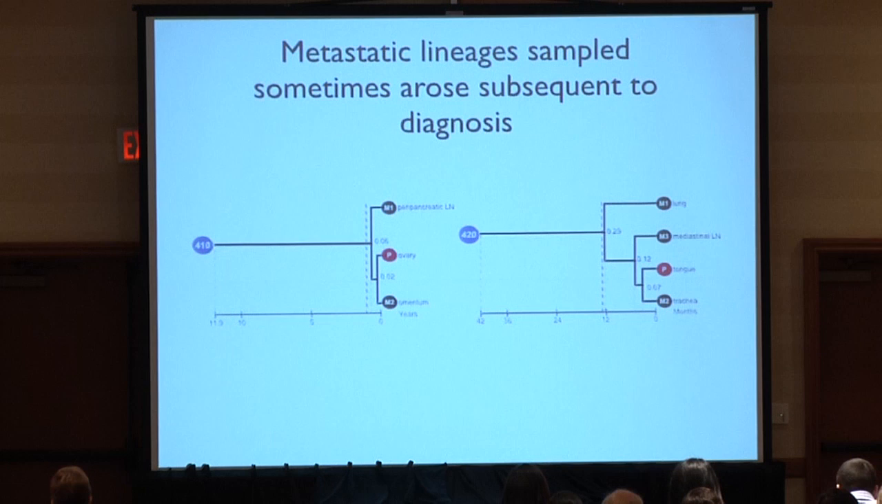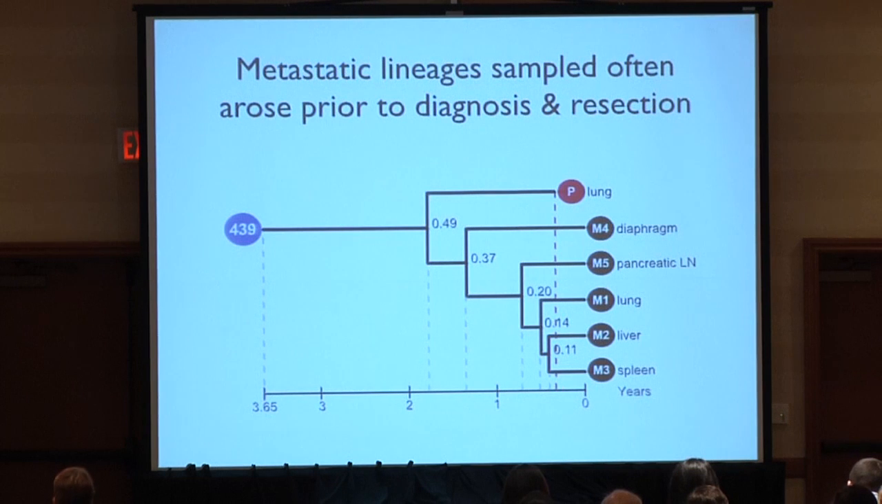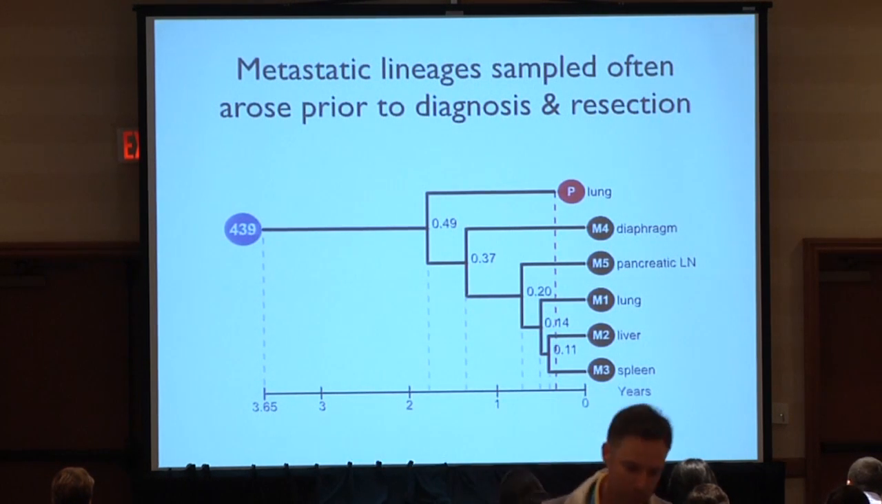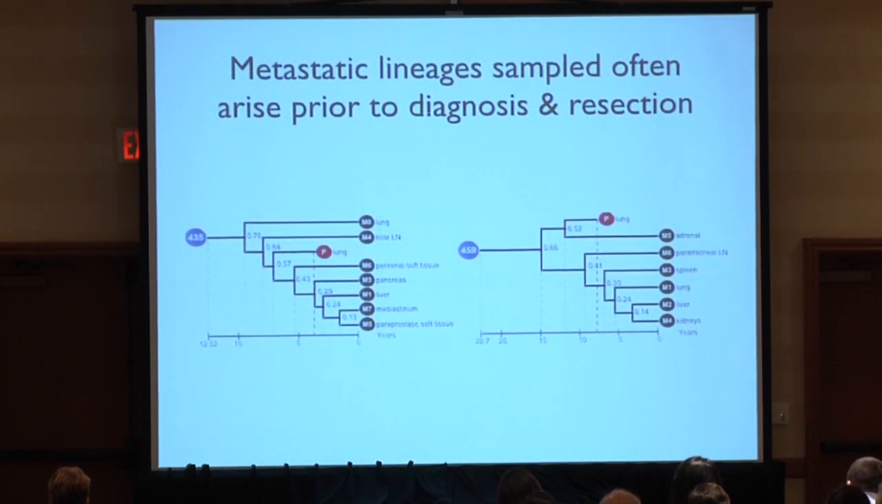Okay, so some examples of that. I'm just going to show you some phylogenies here. Metastatic lineages sampled sometimes arose subsequent to diagnosis. Here you can see the metastases arising subsequent to the diagnosis time. Sometimes they were arising prior to diagnosis and resection, such as this. Here you can see the resection happened less than a year ago, but there were many metastatic lineages inferred to have diverged quite a long time before that. The resection obviously did not capture those lineages. And metastatic lineages can also diverge 4 or even 7 years before.